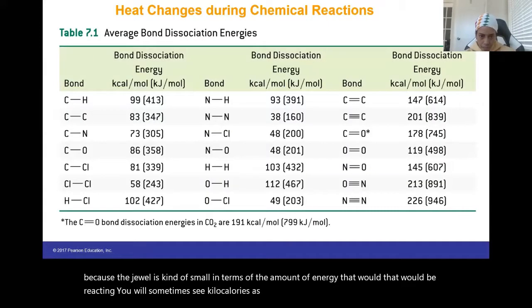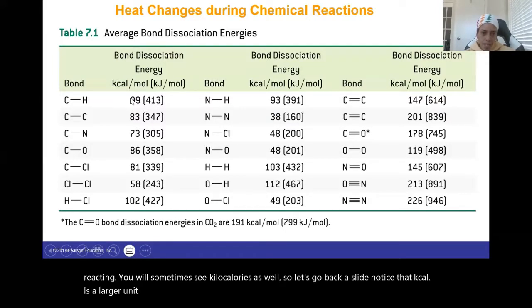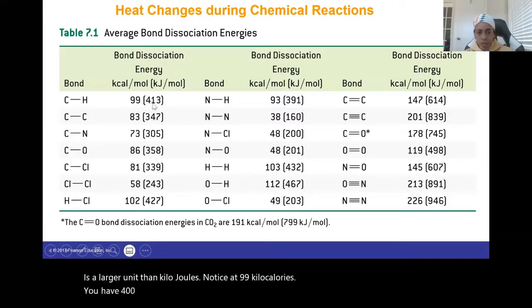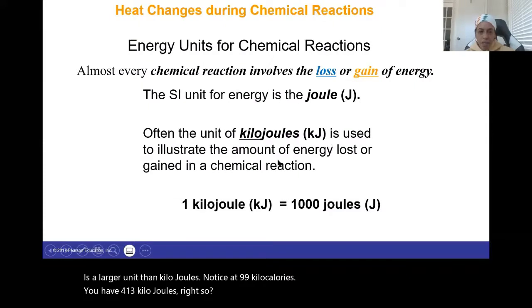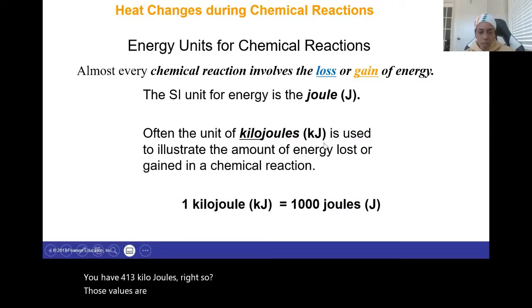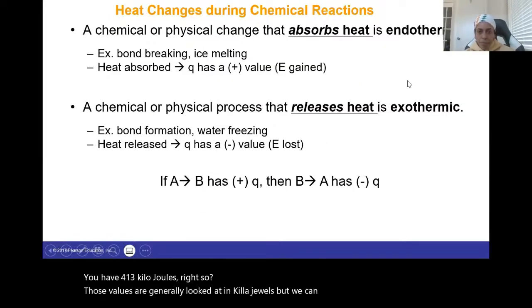So let's go back a slide. Notice that a kilocalorie is a larger unit than a kilojoule. Notice that 99 kilocalories is 413 kilojoules, right? So those values are generally looked at in kilojoules, but we can use both of them.